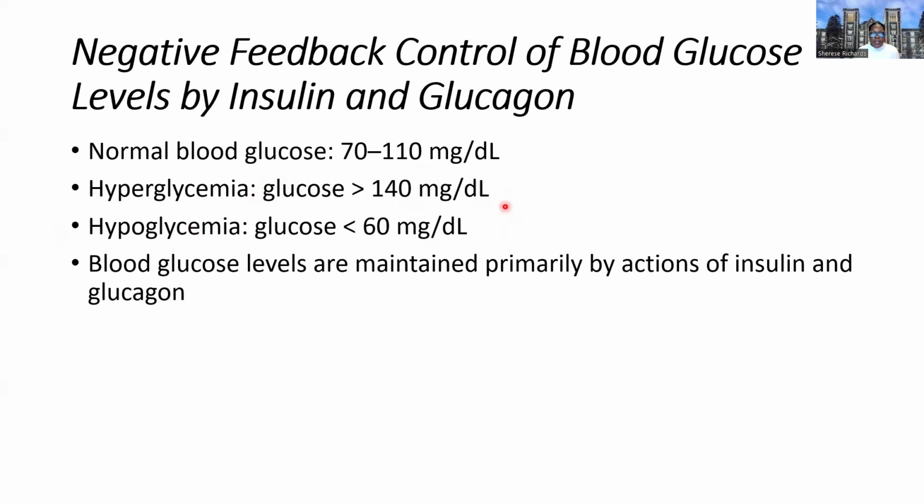Now, hypoglycemia, on the other hand, is low glucose levels. So glucose of less than 60 milligrams per deciliter is going to be hypoglycemic, and that can lead to various consequences, such as coma, such as ketosis or ketoacidosis, and then even death. Okay, so it's really important to have adequate blood glucose levels, and those are maintained by the actions of the insulin and glucagon.